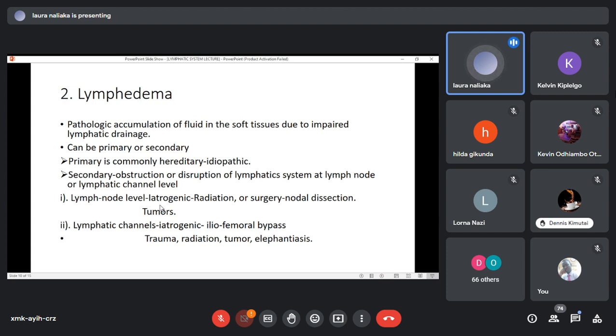Then the lymphatic channel can be affected iatrogenically, during iliofemoral bypass, or by trauma around the lymphatic system, radiation, and tumors also around the lymphatic channels will definitely cause lymphedema, and in infections like elephantiasis.